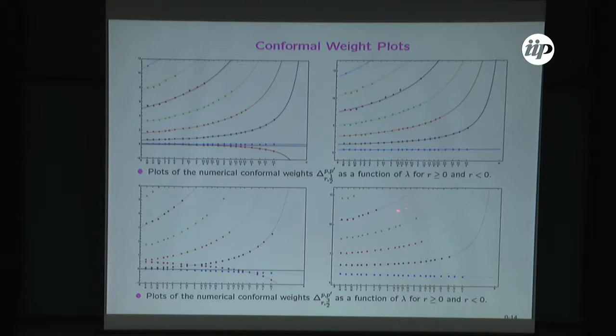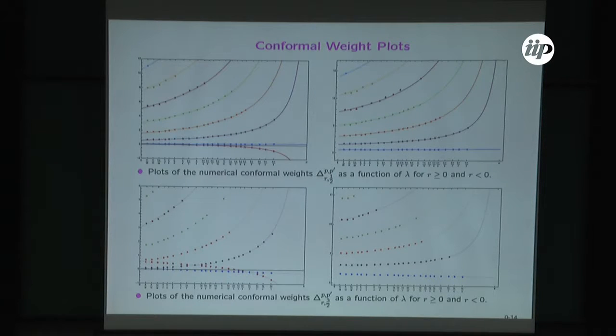So here I've separated out R positive or 0 on the left from R negative on the right. So R being negative is a new feature that did not occur for the Kac boundary conditions, but appears here. You really need to consider R negative to correctly predict these conformal weights.